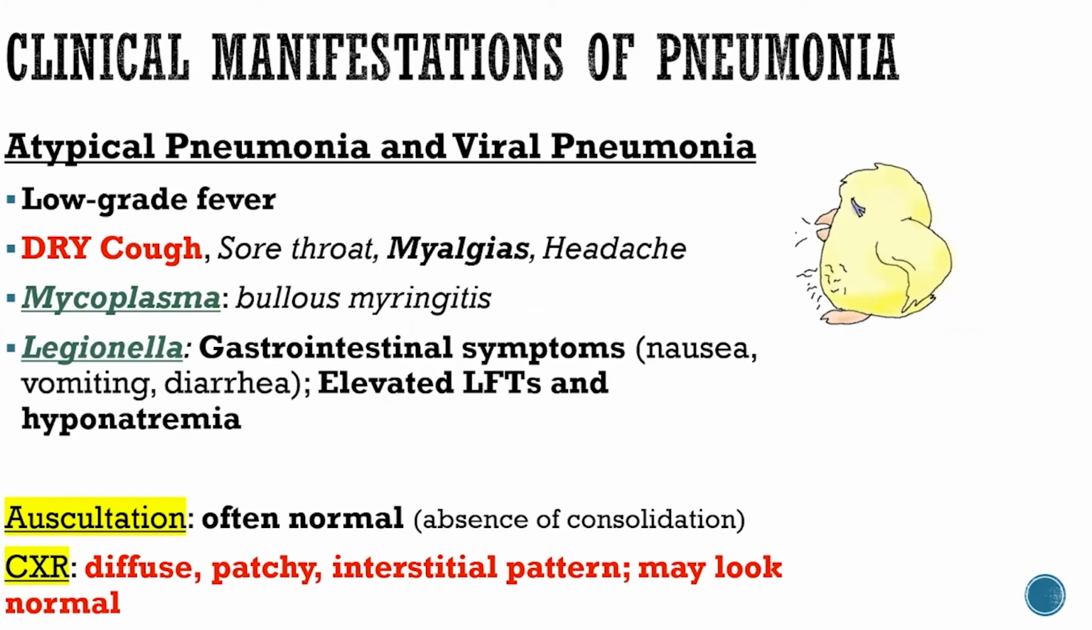Now, while typical pneumonias cause those classic symptoms of high-grade fever or a productive cough, atypical pneumonias will instead cause very low-grade fevers, usually a temperature less than 100.4, as well as classically a dry cough. In addition, atypical pneumonias will cause very vague upper respiratory or even viral-like symptoms like sore throat, body aches, what we call myalgias, or headaches. Realize that these kinds of symptoms aren't what we saw when we looked at typical pneumonias.